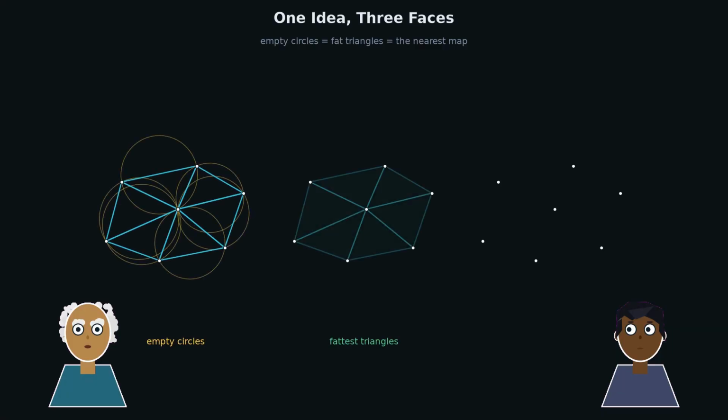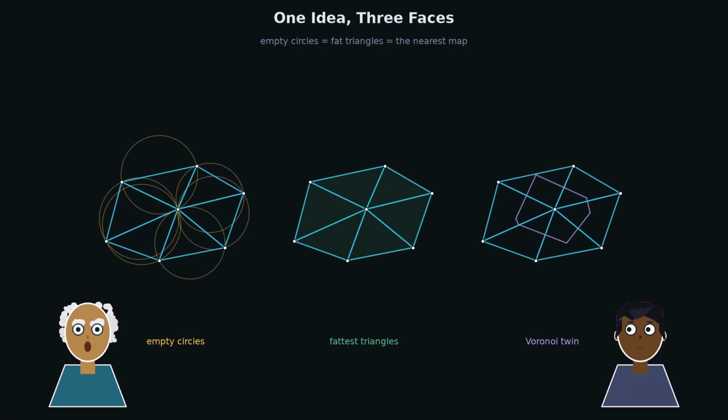So hold the one idea: every circle empty, every triangle as fat as it can be, and the exact twin of the nearest neighbor map that once stopped an epidemic. Not 3 tricks, 1 theorem, and that is how 7 dots become a mountain you can climb.